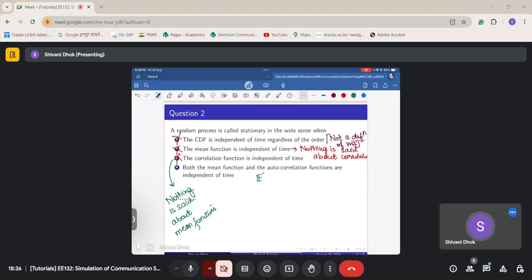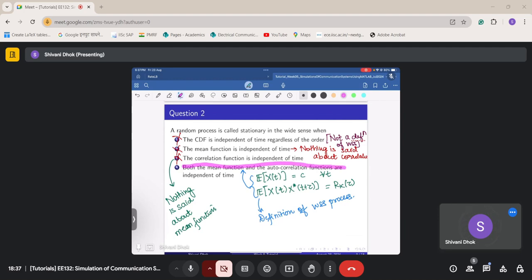So your mean function is expectation of X(t), and it is some constant c for all t, not a function of t. And then you have your autocorrelation function, that is X(t) into X conjugate of (t plus tau). This is only a function of your delay, that is Rx(tau). This is basically the definition of a wide sense stationary process. Therefore, the correct option is 4. This is simple definition chasing. It's not that difficult up to this point.